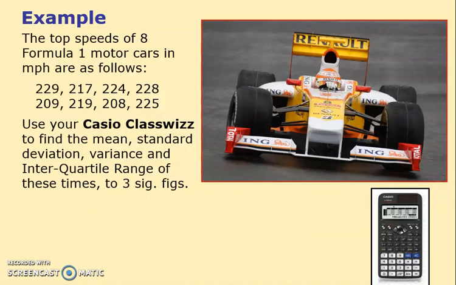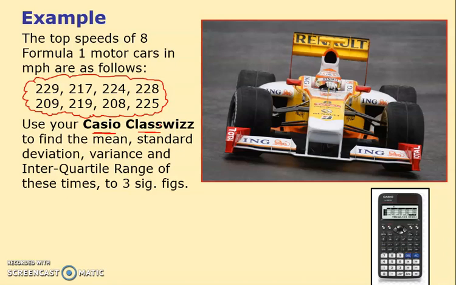Now this is a really nice question because notice they give us all the values. In the last example I did, even though I had all the values, I deliberately didn't use them. But from now on, our general rule will be, if they give us all the numbers, we're going to type them into our calculator. That's why here it says use your ClassWiz calculator to do it.